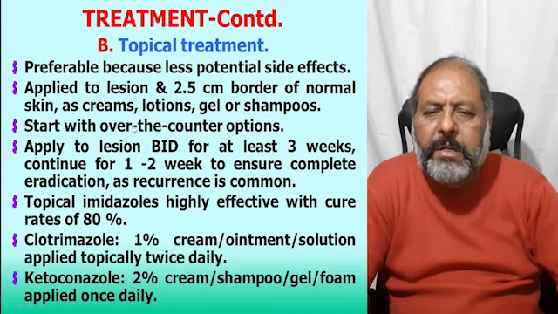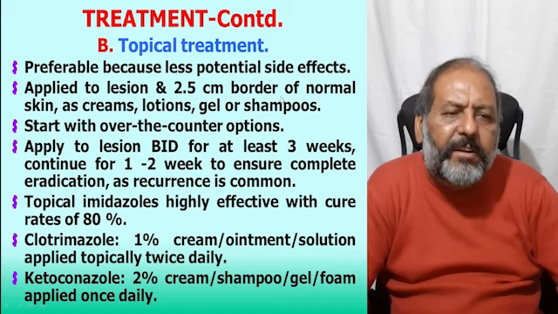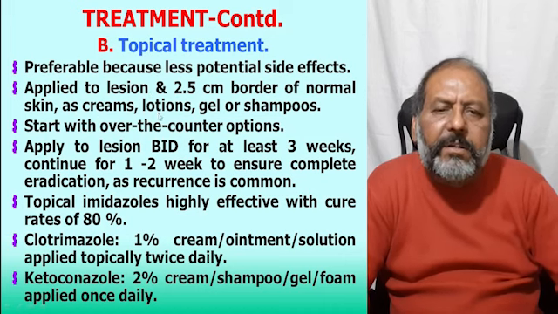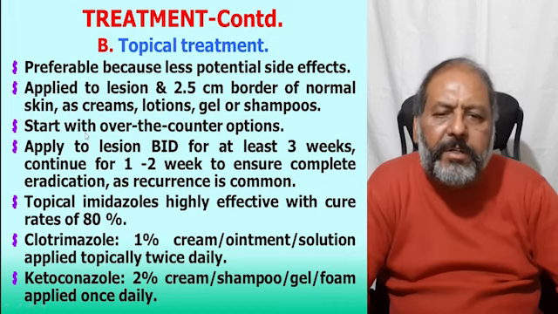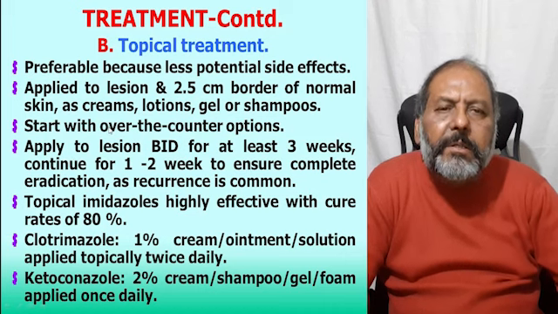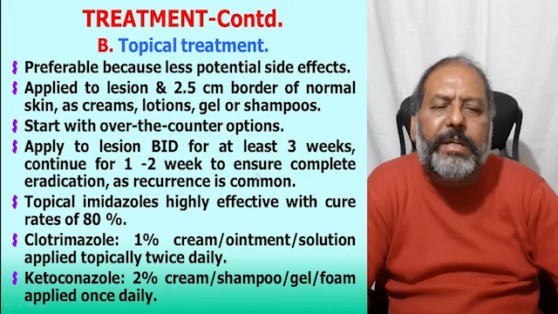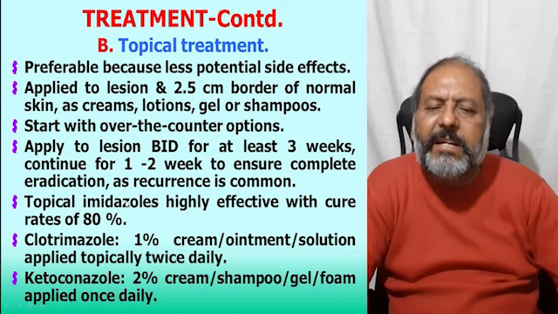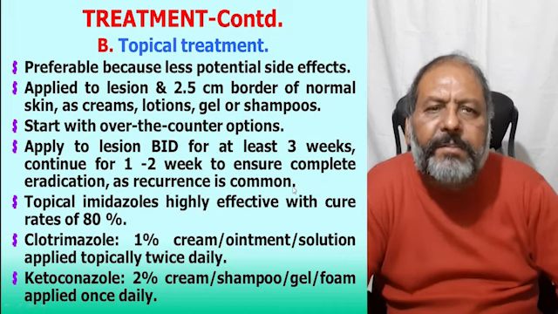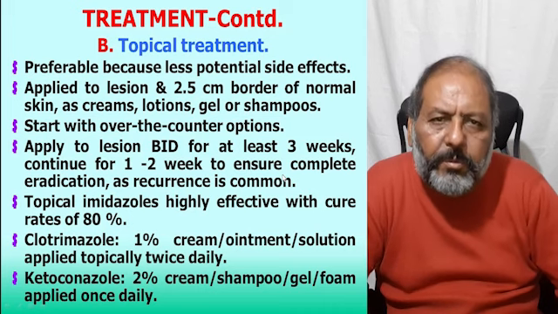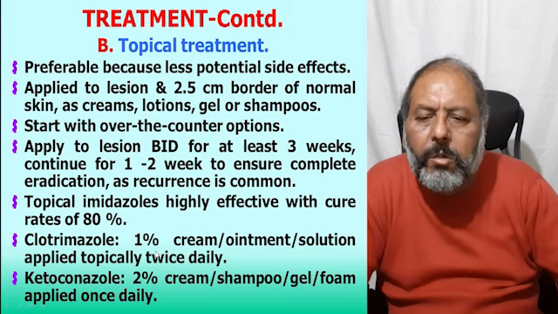things, creams, gels, etc., are applied to the lesion and 2.5 centimeter border of the normal skin as creams, lotion, gel, or shampoos. Start with over-the-counter options and apply to the lesion 2 times a day for at least 3 weeks and continue for 1 to 2 weeks to ensure the complete eradication as the recurrence is common. When you see that lesion has healed, you still continue for 1 more week for the complete eradication of the problem.